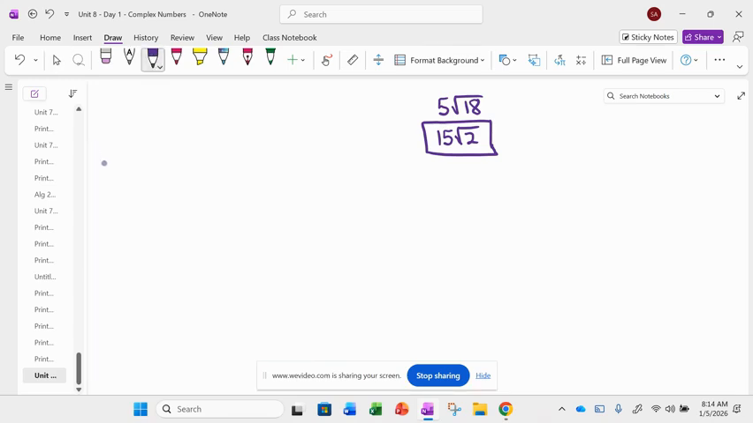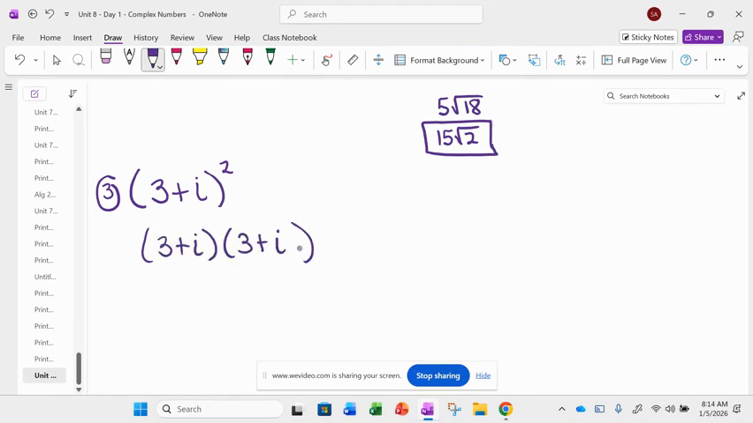Okay, let's say I have 3 plus i quantity squared. Can I distribute in that exponent of 2? No, we have to FOIL this out. So I have a 3 plus i times another 3 plus i. And now we FOIL. 3 times 3 is 9. 3 times i is a 3i. i times 3 is a 3i.